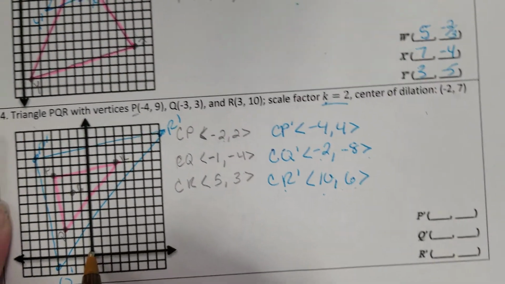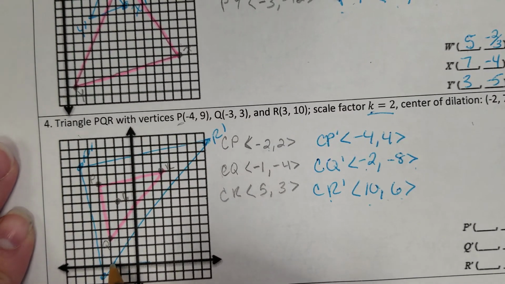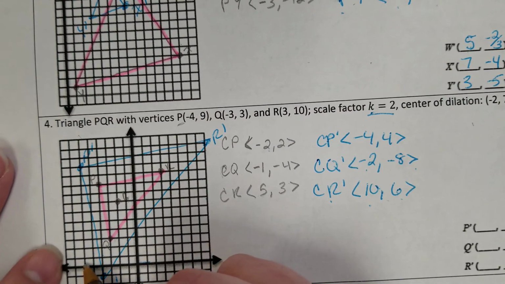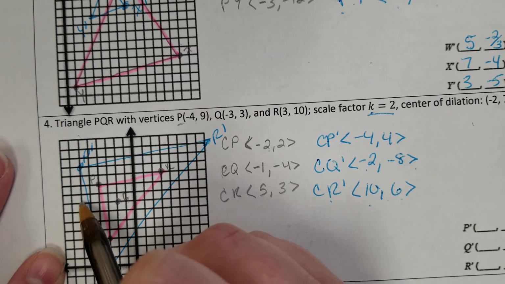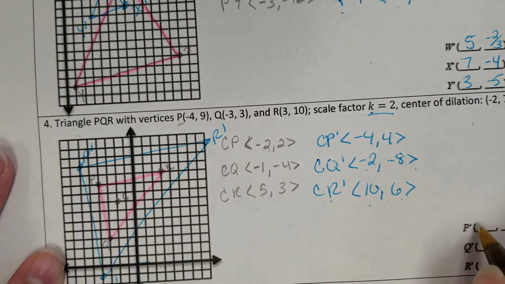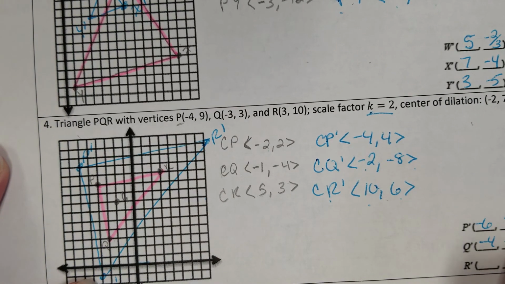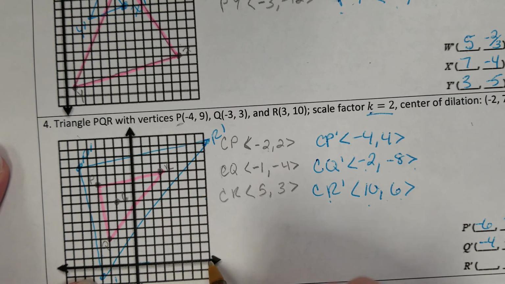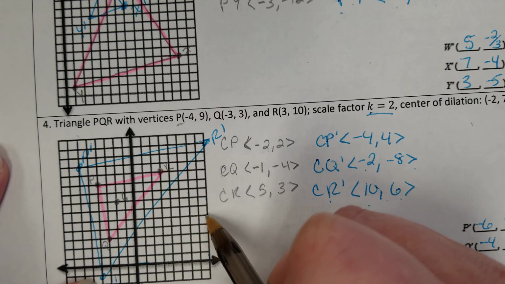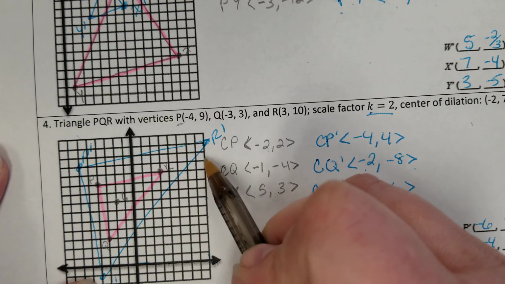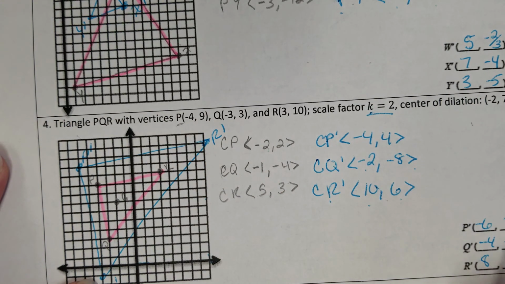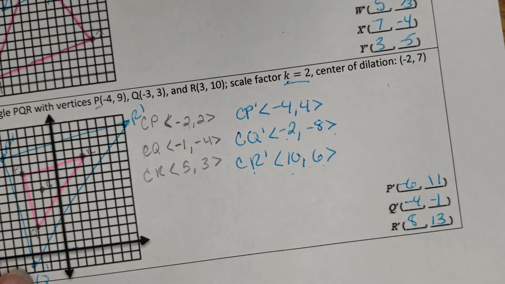So for P, we're starting at 0. So we have 1, 2, 3, 4, 5, 6, -6. 1, 2, 3, 4, 5, 6, 7, 9, 10, 11. So -6, 11. And then for Q, we have 1, 2, 3, 4, 1. So -4, -1. And for R, 1, 2, 3, 4, 5, 6, 7, 8. 1, 2, 3, 4, 5, 6, 7, 8, 9, 10, 11, 12, 13. We have 8, 13. And those are our coordinate points.